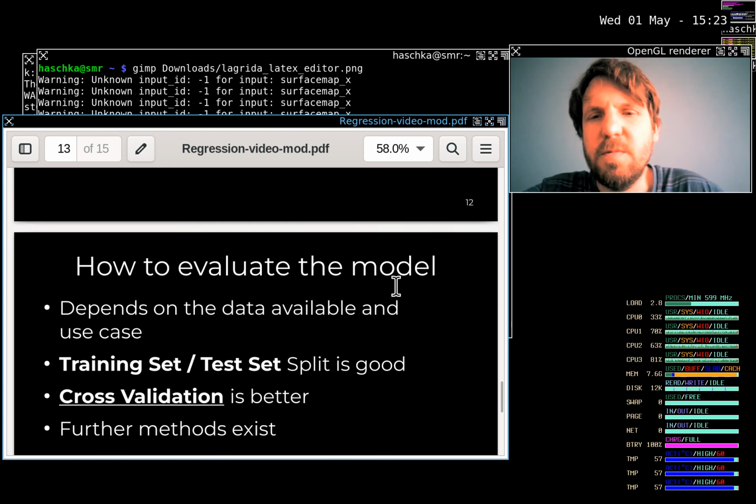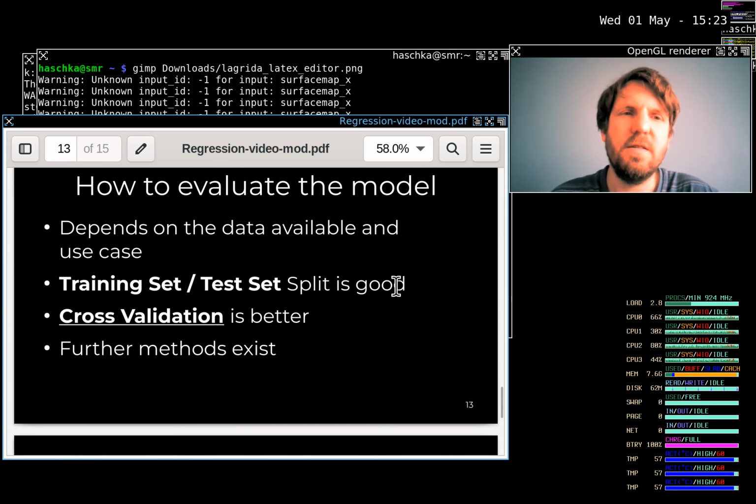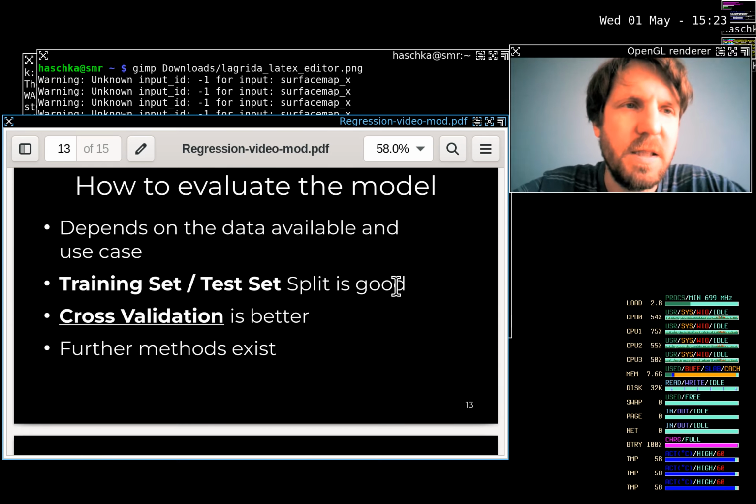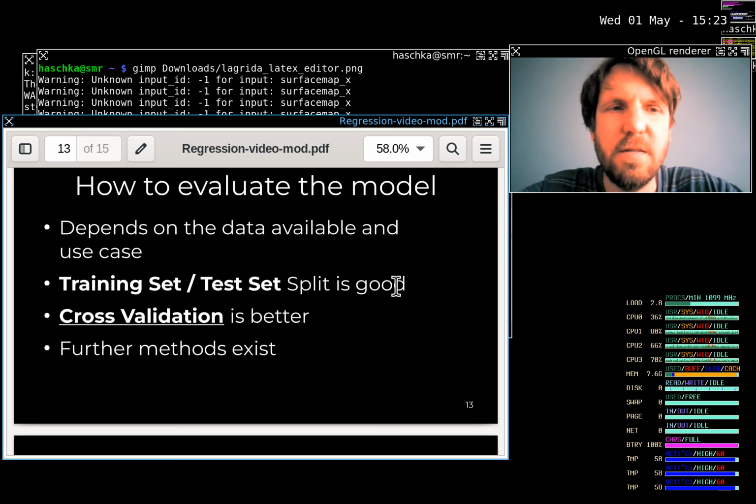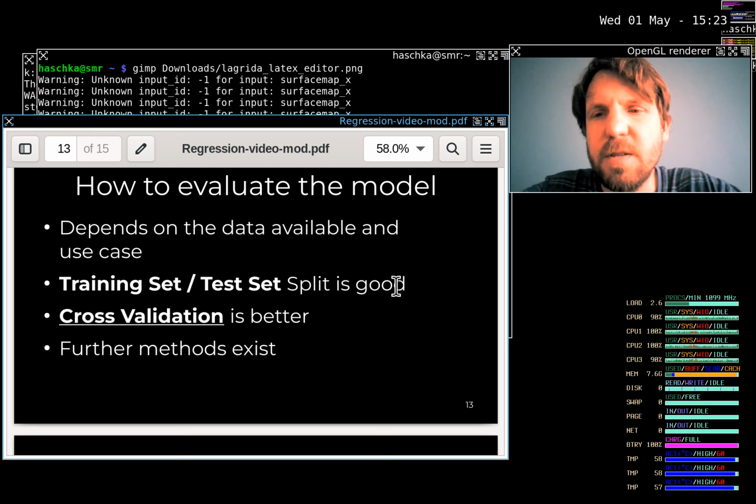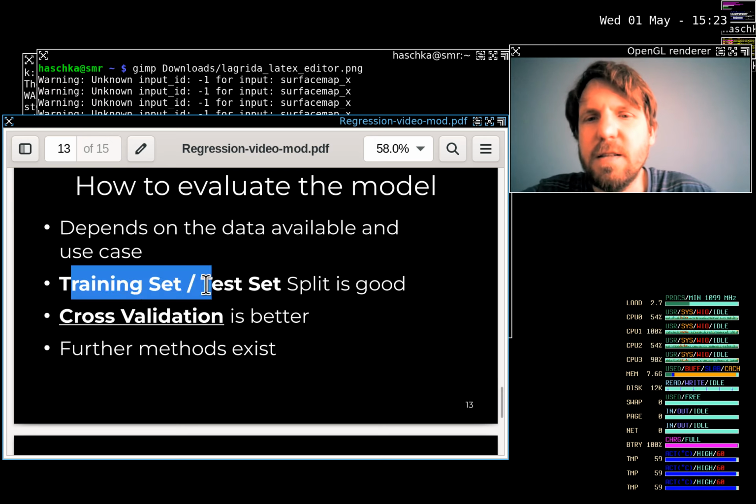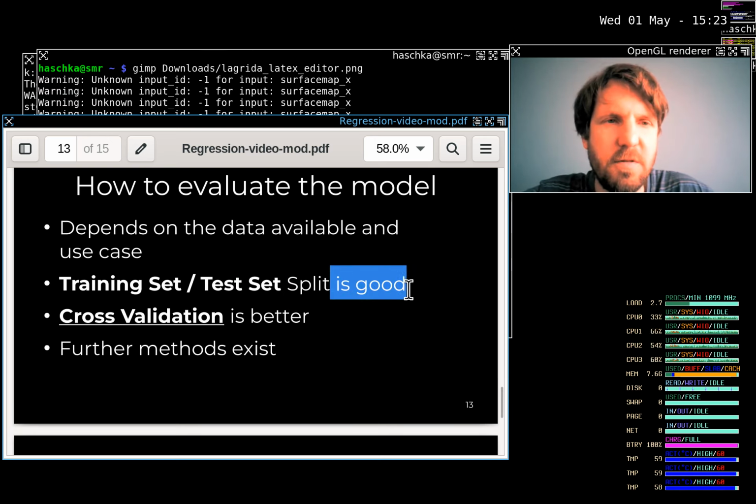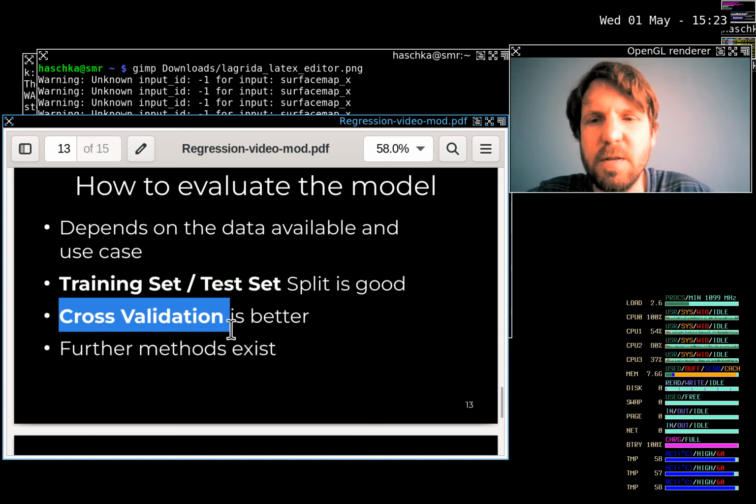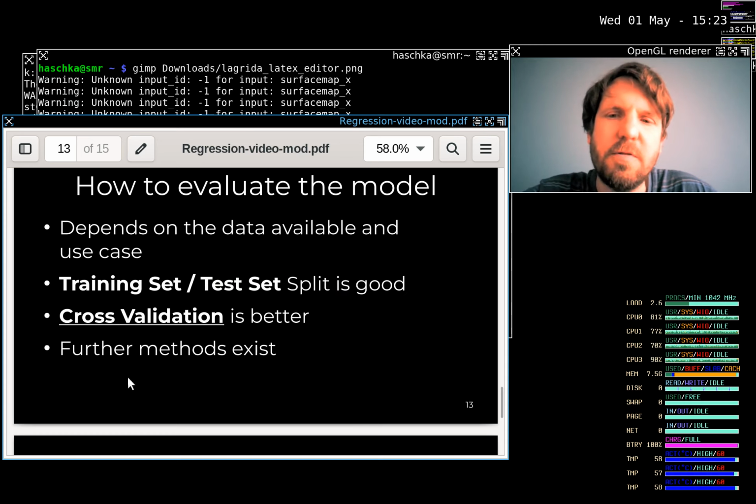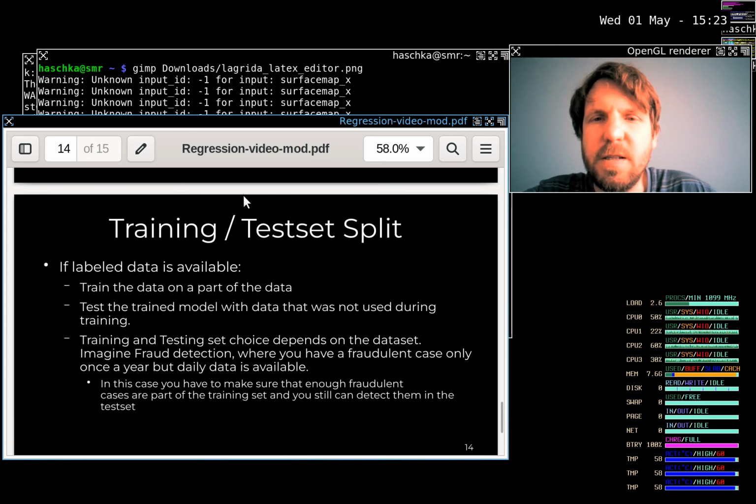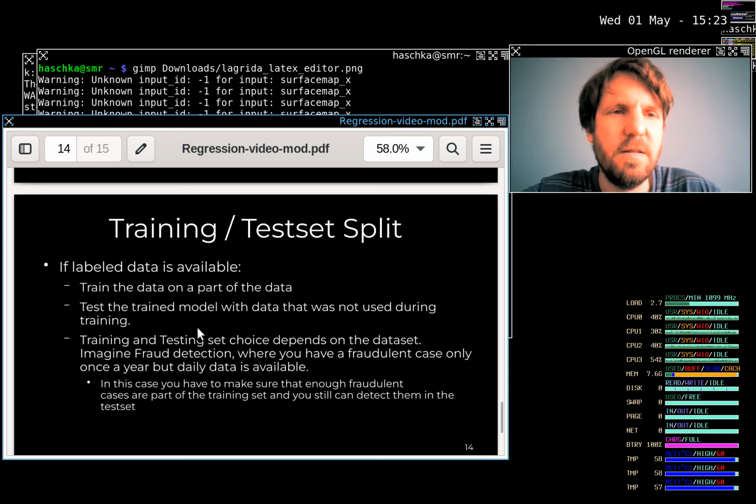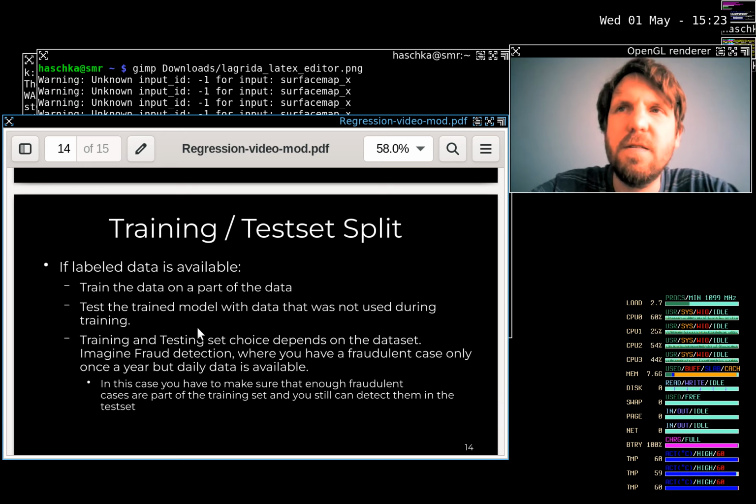So just to go back, how to evaluate such a regression model. It's very close to what I've shown you already. This is supervised learning, so it's very similar to the other one. We have in general a training and test set split. This is of course good, but as you already know, cross-validation is better. And of course further methods might exist. Training test set split, we already have talked about it. It depends on what you're doing. There's no general rule that this size of a training set is good, this size of a test set is good.